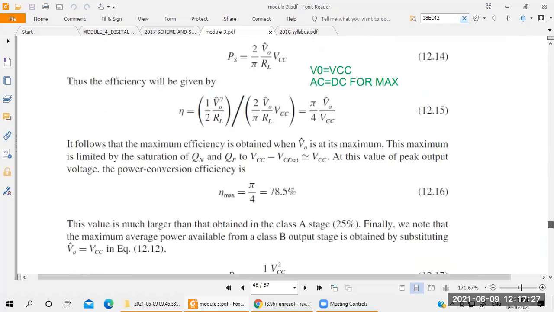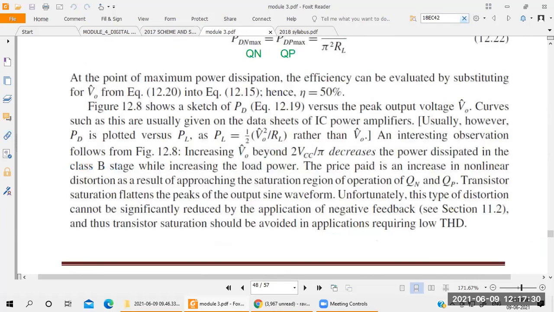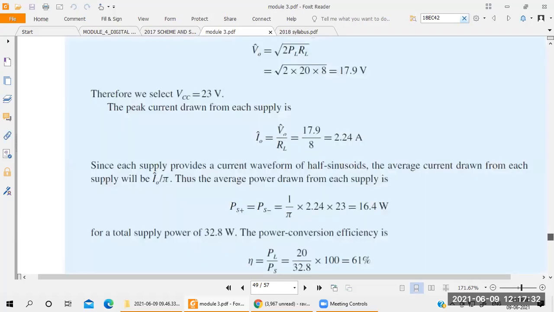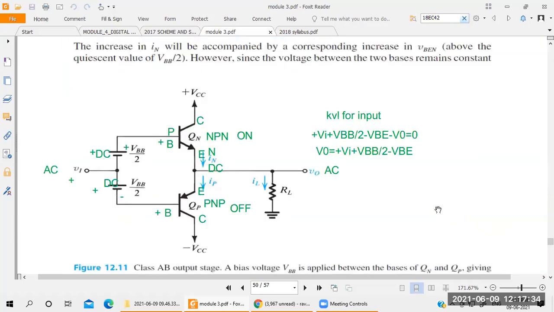So next, take class AB now. First, take the circuit diagram. So this is the circuit diagram here. Total how many transistors are there here? 2 transistors. Which are those? Which are the different transistors here? NPN and PNP. NPN means what here? It's for positive voltage. PNP for what here? It's for negative voltage.